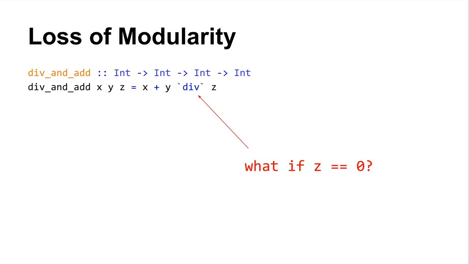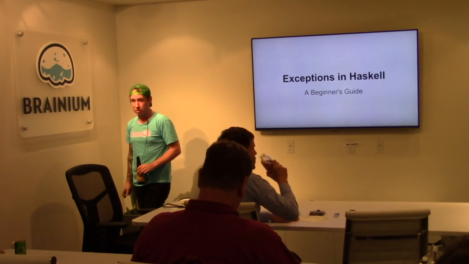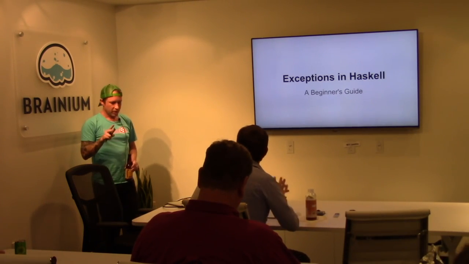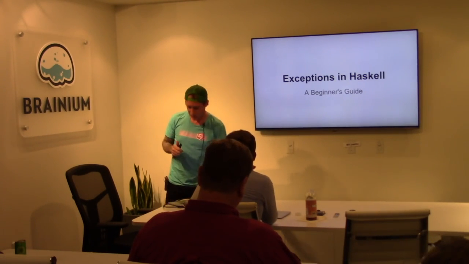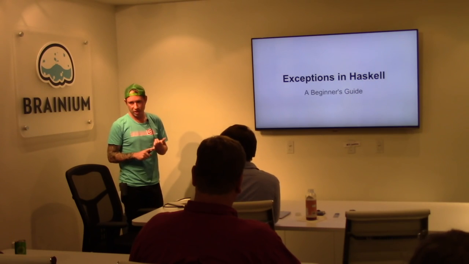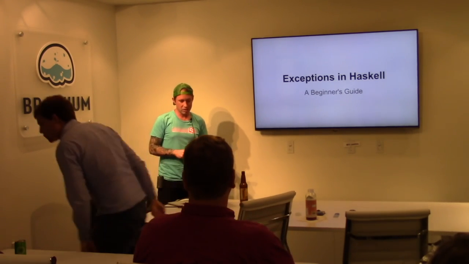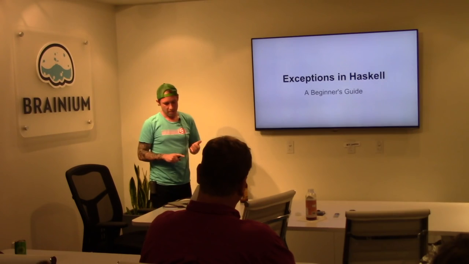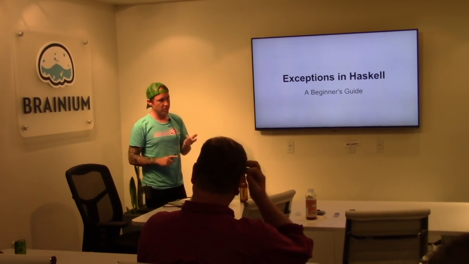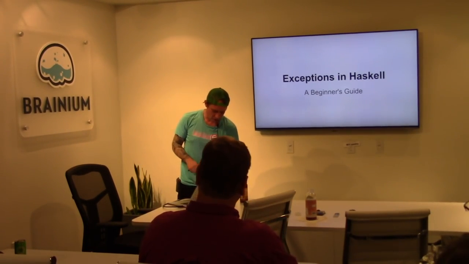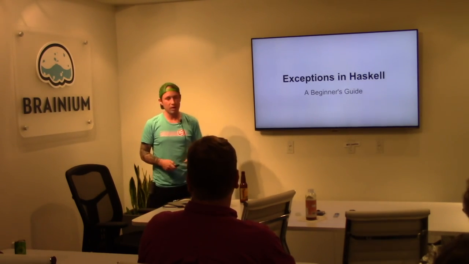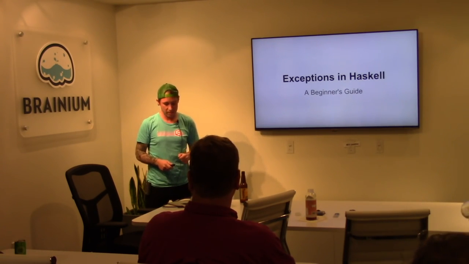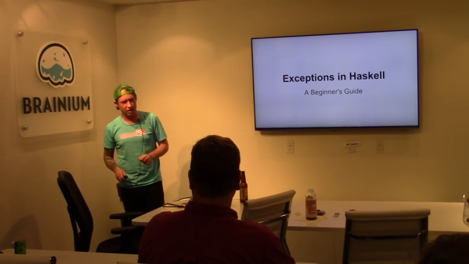Okay, exceptions in Haskell, a beginner's guide. The format of this presentation is kind of a two-pronged attack. It's a book report. It's my summation of "A Semantics for Imprecise Exceptions" in Haskell, "Asynchronous Exceptions in Haskell", and another paper that Simon Marlow wrote about an extensible hierarchy of types.